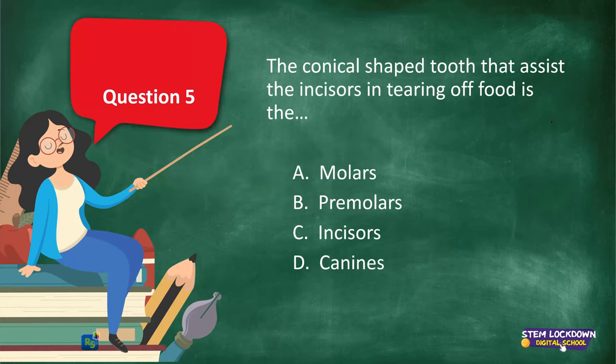Right, question five. The conical shaped tooth that assists the incisors in tearing off food is the A, molars, B, premolars, C, incisors, or D, canines. Marvin, that is great. It is D, canines.